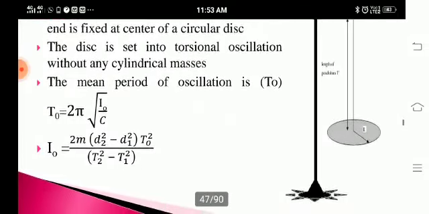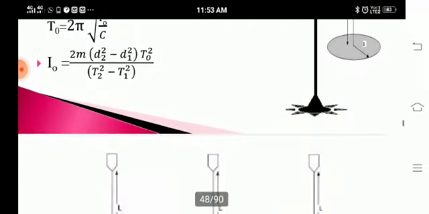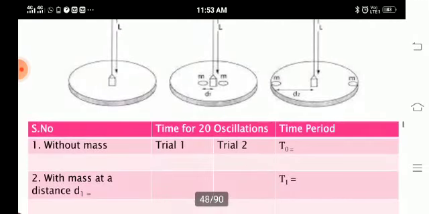So, applying these values in the experimental part, the period of oscillation is T naught, which is equal to 2 pi square root of I naught by C, where I naught is 2m into d2 squared minus d1 squared into T naught squared divided by T2 squared minus T1 squared, where m is the mass applied, d1 and d2 are the distances of the masses which we kept, and T0, T1, T2 are the mean time periods at different distances.